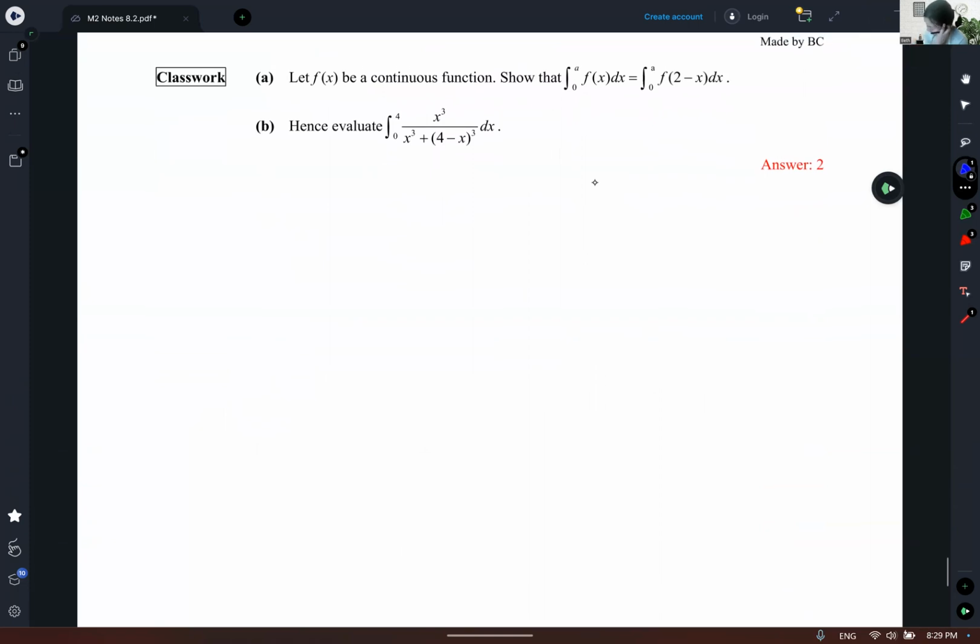Classwork. Let f of x be a continuous function. You show that the integral of f of x is equal to the integral of f of 2 minus x. To do that, you need another variable. Let u equal 2 minus x.